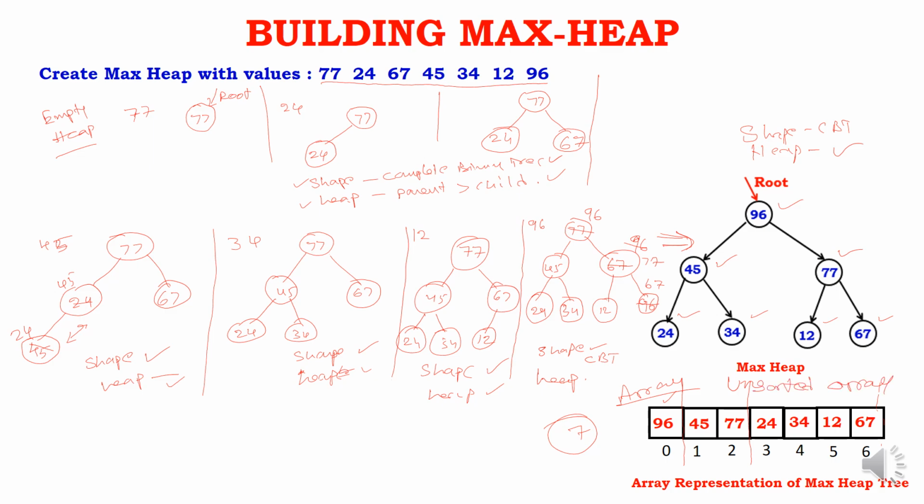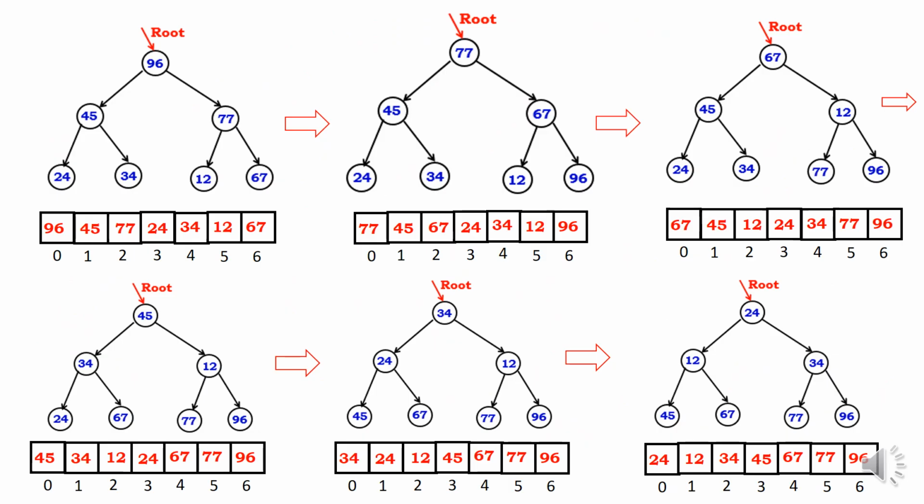Unsorted array. Now we are going to sort this using heap sort, right? So first of all, we have constructed a heap using the unsorted elements. Now we are going to rearrange the elements in the array in ascending order using heap tree, max heap tree. Now let me explain how to rearrange the max heap into a sorted array. Now we have created a max heap from the given values, which is root value is 96.